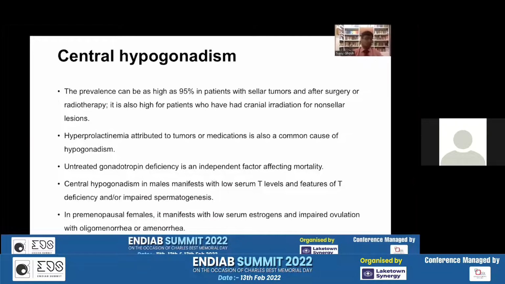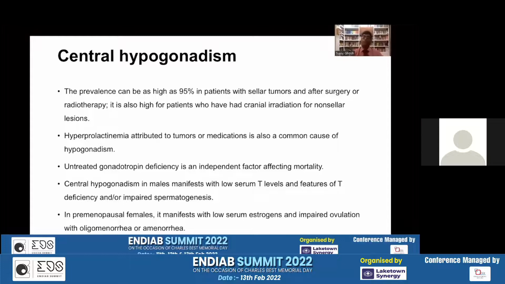Central hypogonadism, again, is very common because perhaps the LH and FSH are going to be the first to be affected, whether you're talking about cranial irradiation or a mass. Often associated hyperprolactinemia, caused by, say, a prolactinoma, might be the cause for the associated hypogonadism, or you might have a somatomammotroph tumor, which might also lead to hypogonadism because of the prolactin secretion. Untreated hypogonadism itself has been associated with increased cardiovascular mortality.